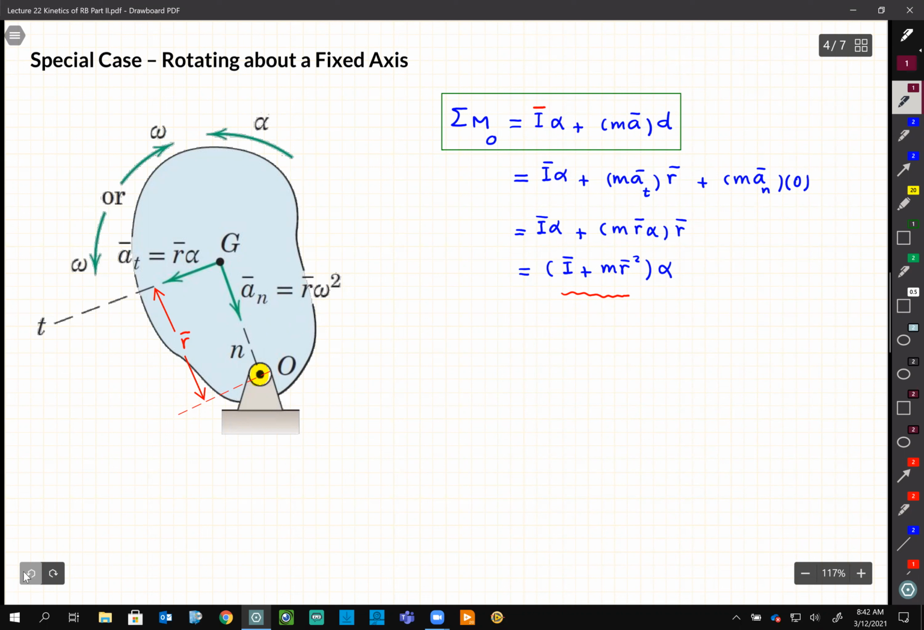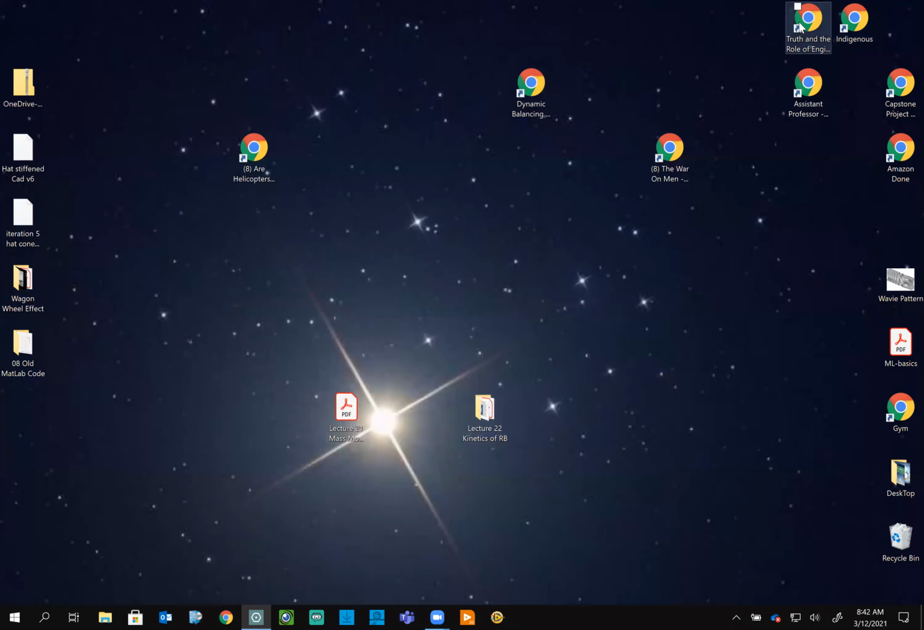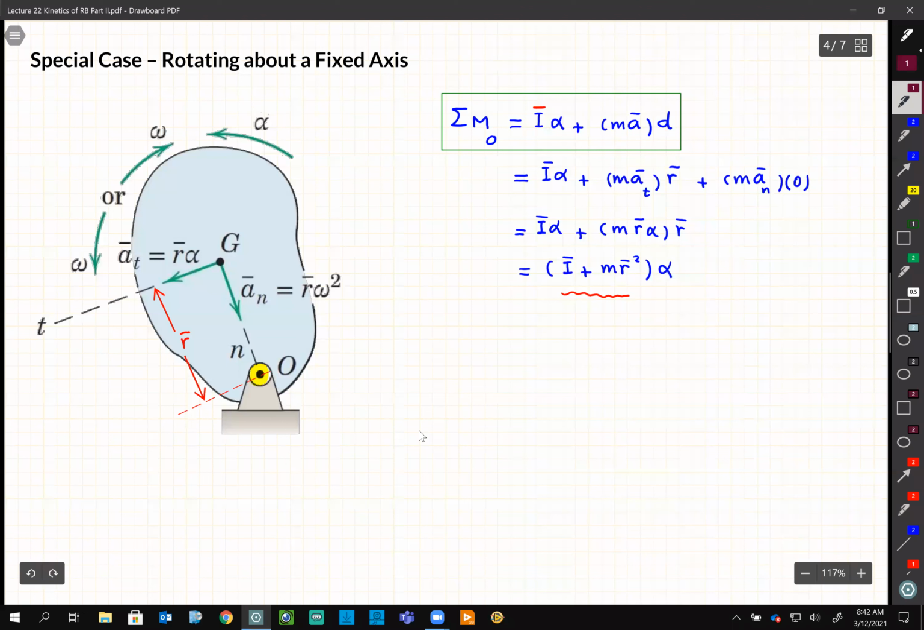And somebody was right, I forgot who said it. Cameron, yes, that's correct, Cameron. This is IO. Okay, let's then write the formula one more time. Sum of the moment about point O is equal to IO alpha.